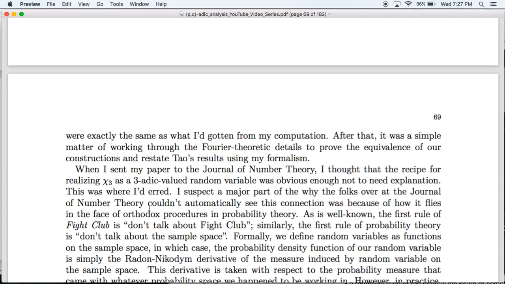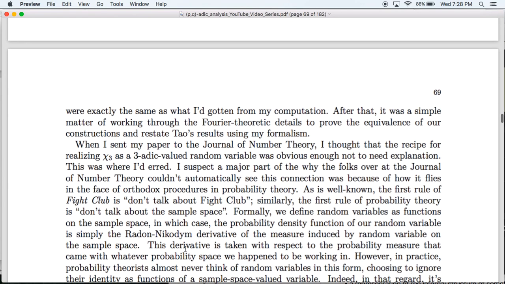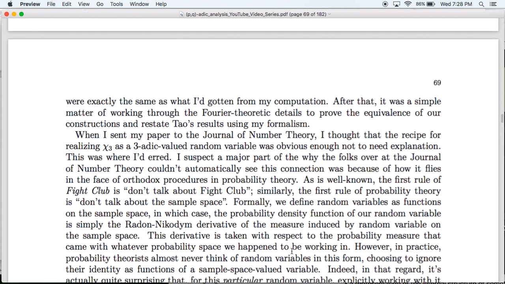And then we can integrate our density function times d mu, and that gives us the measure induced by our random variable. This derivative is, as I said, taken with respect to whatever probability measure our probability space comes with. However, in practice, probability theorists almost never think about random variables in this form. Indeed, we call them random variables, not functions, because we ignore their identity as functions of a sample space valued variable.